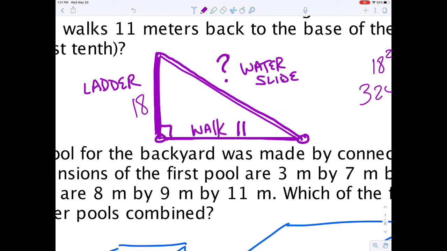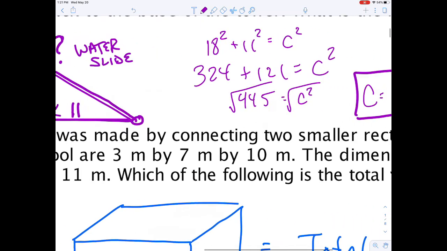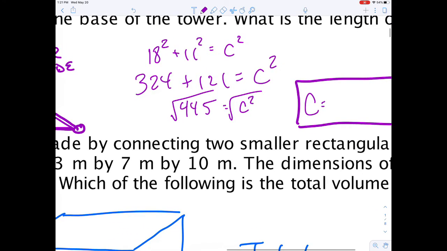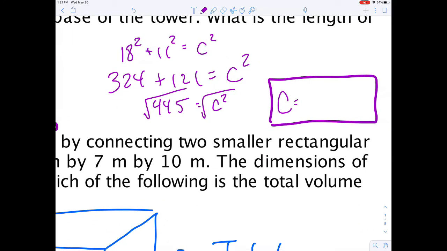So you could probably guess, here's your 90-degree corner. So 18 and 11 are your A and B. So I put 18 and 11 in the A and B spot. Once again, I squared them. I added them up. Go ahead and finish this problem.